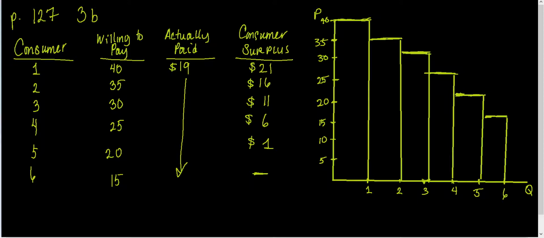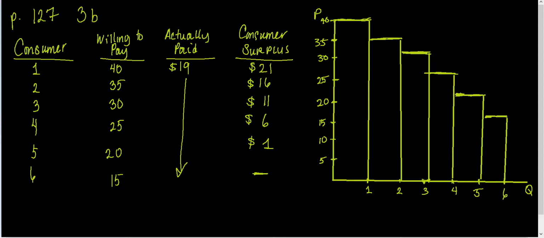So this is consumer 1 buying one game at a max of 40, and then the second consumer would buy another game at a max of 35, and then the third consumer would buy one computer game at a max of 30. And so that just gives you the sense of how the information is represented graphically from our table. Now it says that the market price is $19.